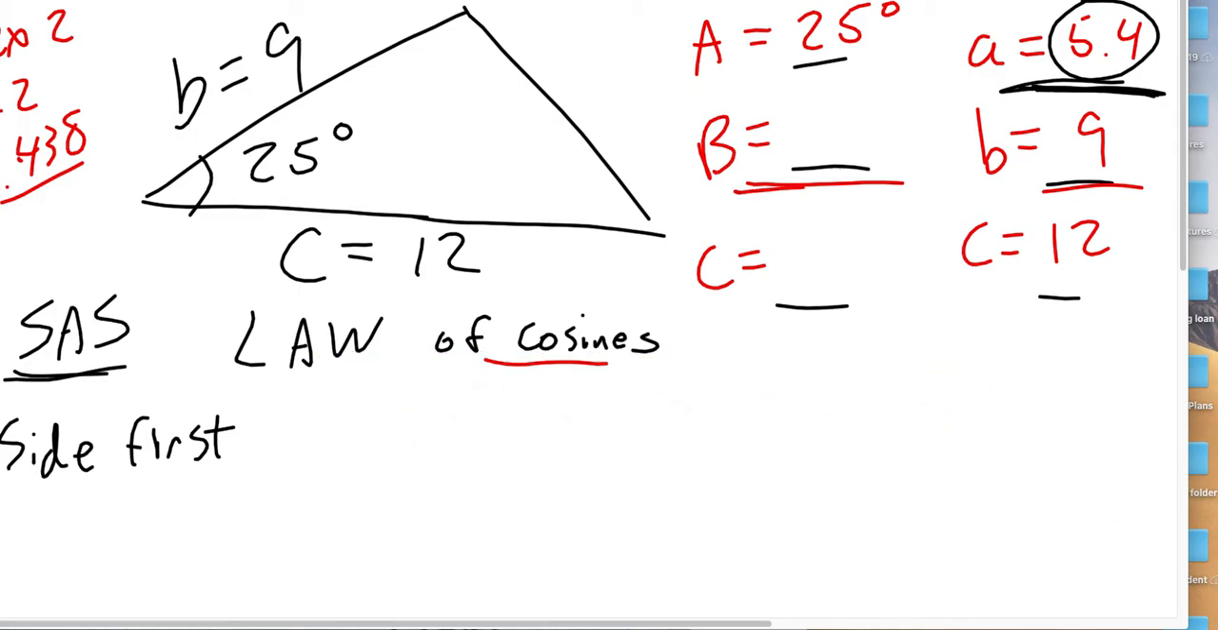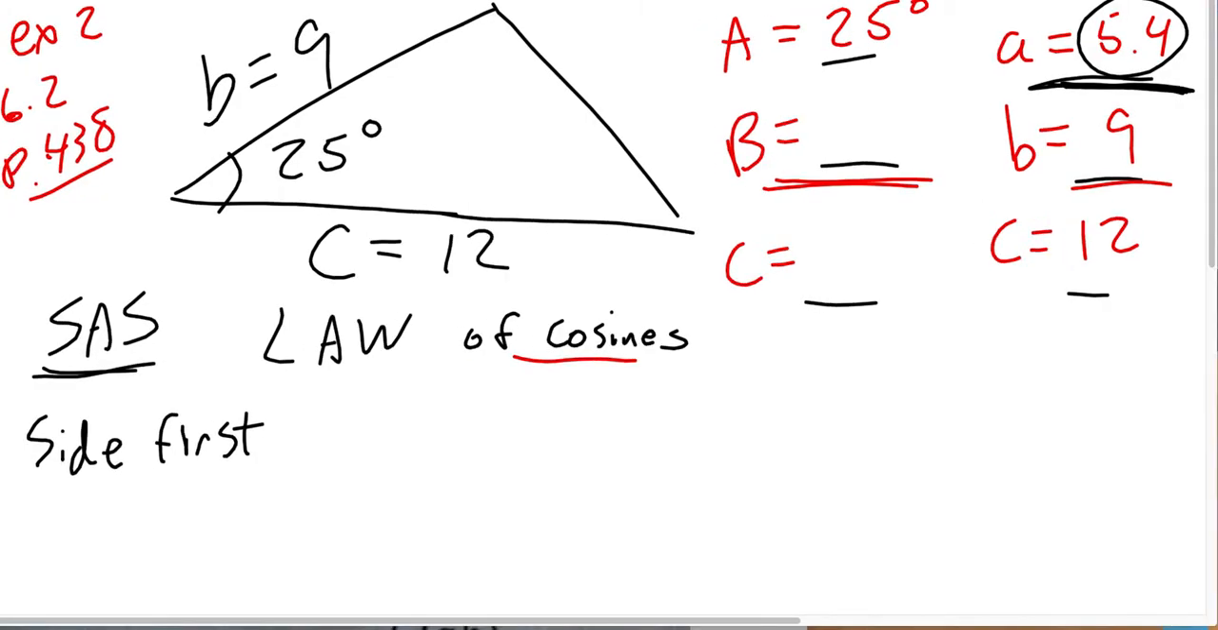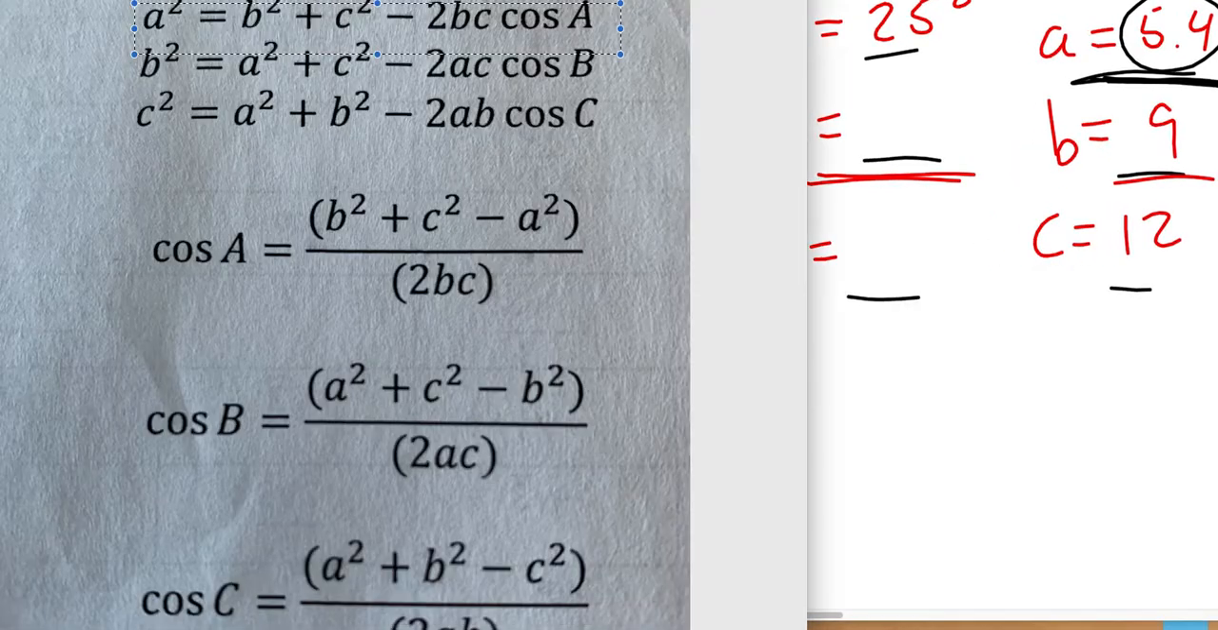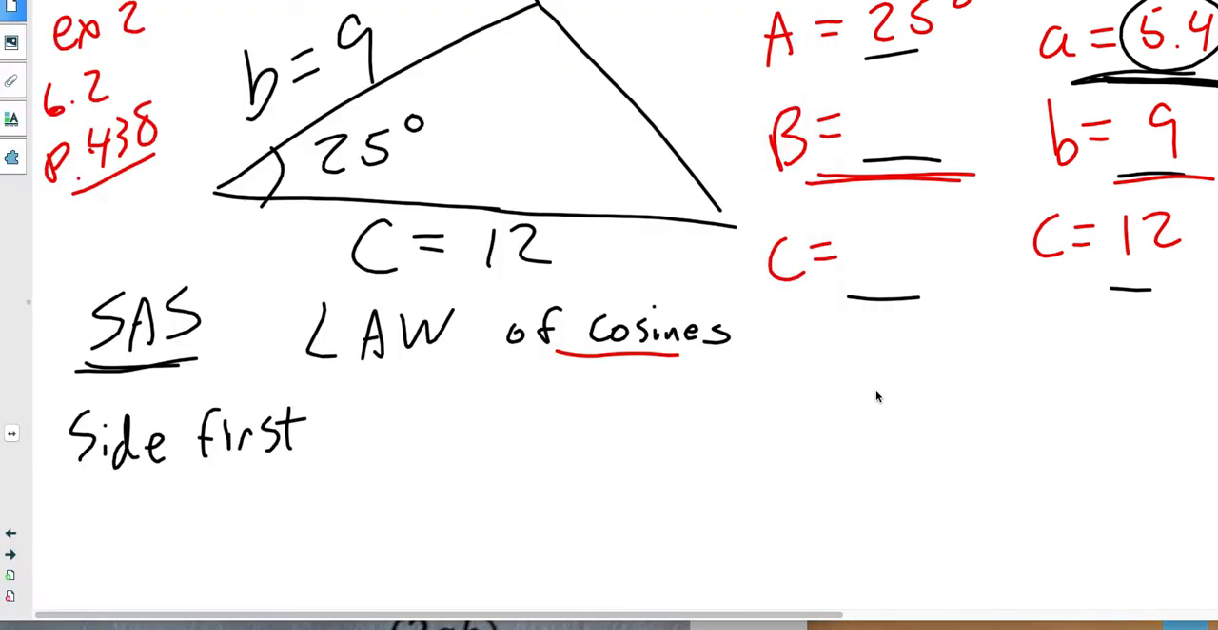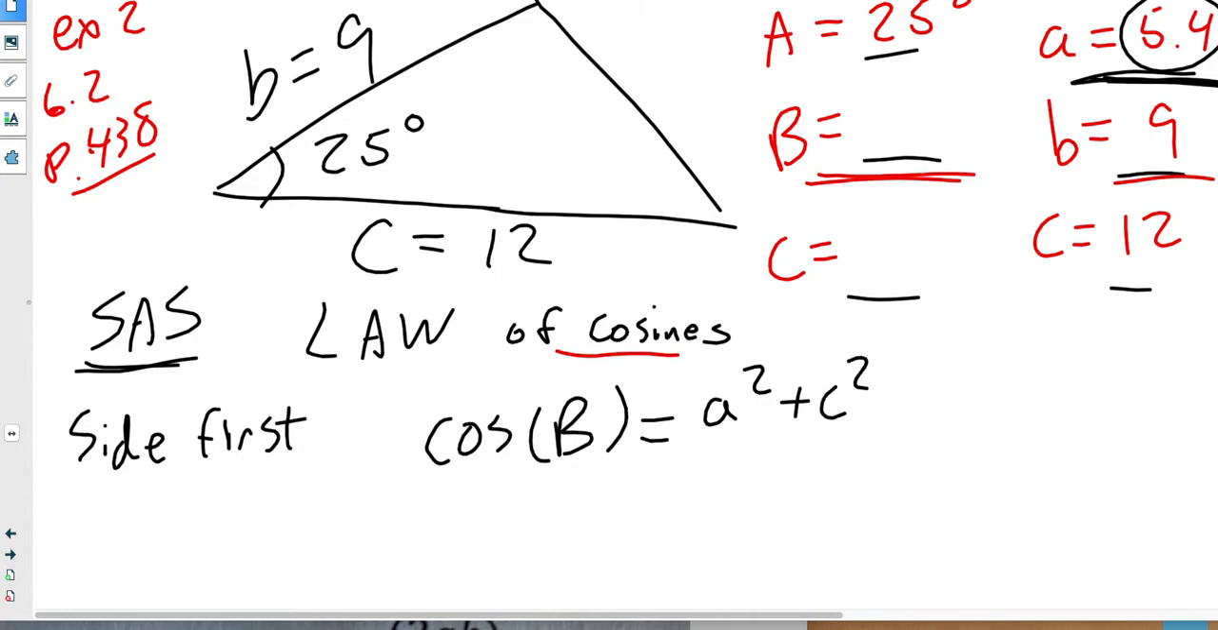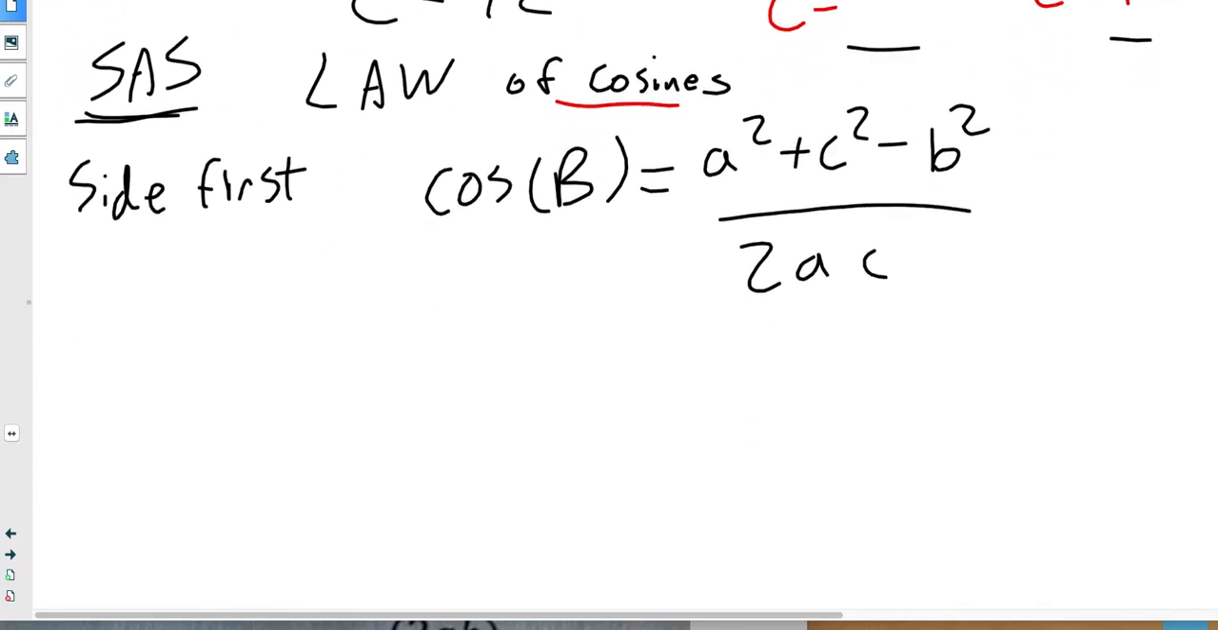I'm going to solve for angle B. Now when I use law of cosines and I'm solving for an angle, I'm going to use one of these three formulas. I want to solve for angle B first, so I'm going to use this one right here. Cosine of angle B should equal A squared plus C squared minus B squared over 2 times A times C. So if I want to solve for angle B, I got to use the inverse of all this.